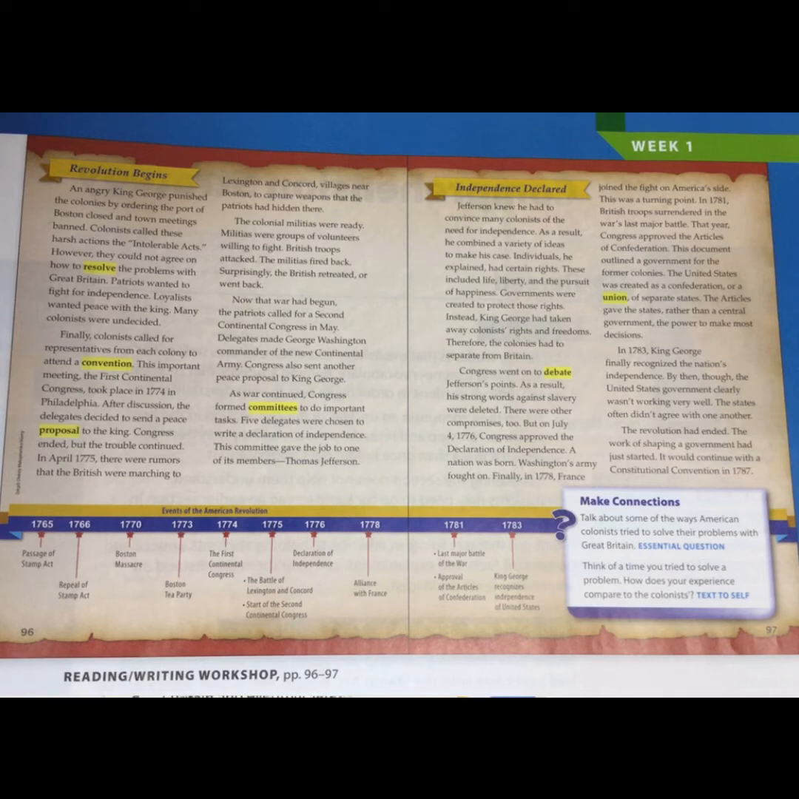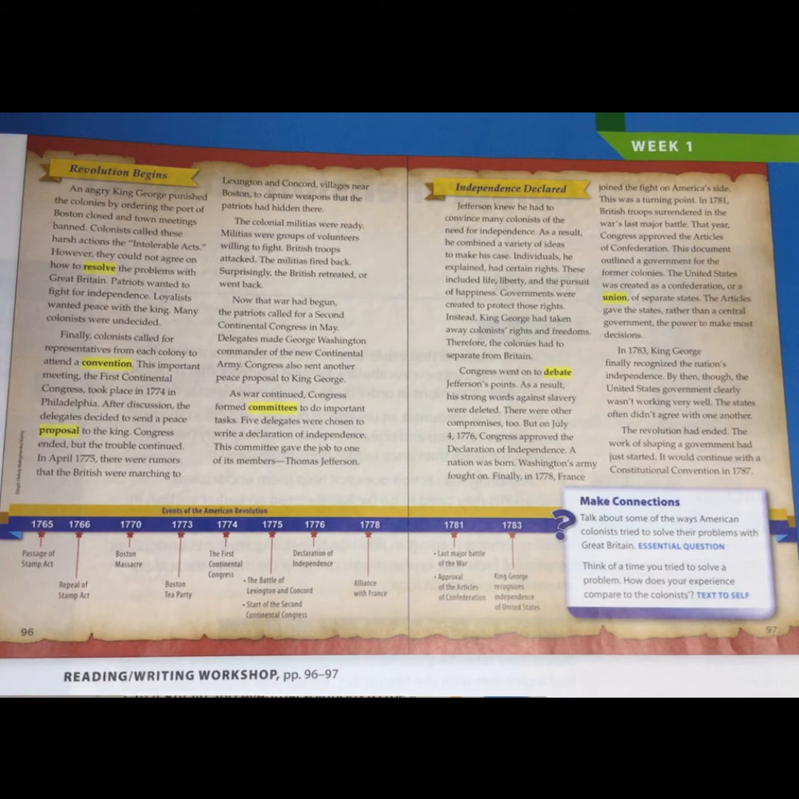Now that war had begun, the Patriots called for a Second Continental Congress in May. Delegates made George Washington commander of the new Continental Army. Congress also sent another peace proposal to King George. As war continued, Congress formed committees to do important tasks. 5 delegates were chosen to write a Declaration of Independence. The committee gave the job to one of its members, Thomas Jefferson.